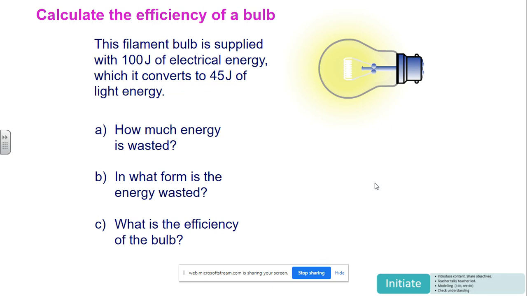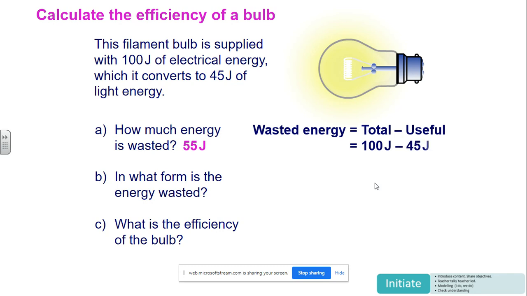So let's have a look at this light bulb. The total energy we put in is 100 joules, and 45 joules ends up as light. So what energy is wasted? I can't hear you. Of course, 55 joules of heat, because 55 add 45 makes 100. What is the form of wasted energy? I've just told you it's going to be heat. And what is the efficiency of the bulb?